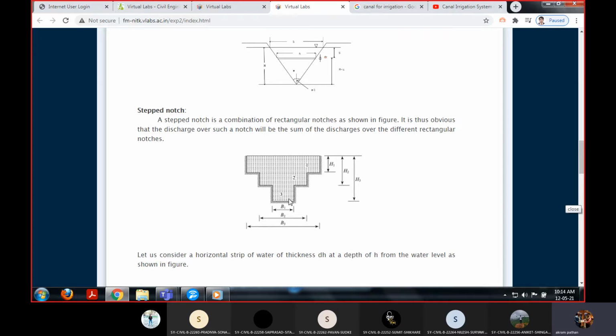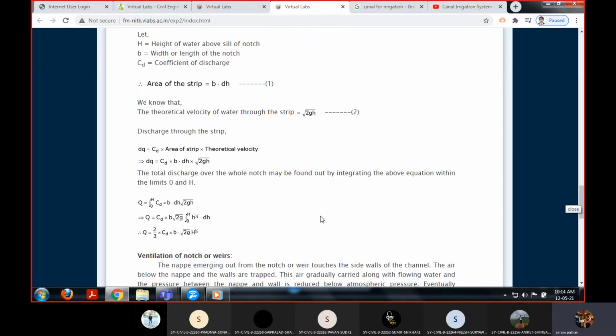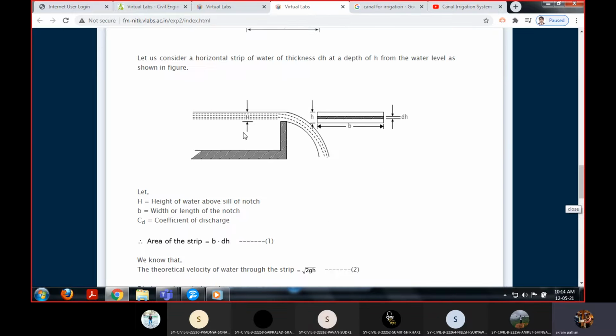So these are the different steps. For the first step we have the width b1, b2, b3 for the 1, 2 and 3 steps, and then also we have h1, h2, h3, that is the head for the step notch 1, 2, 3, etc. Now how to measure the discharge for a rectangular notch?